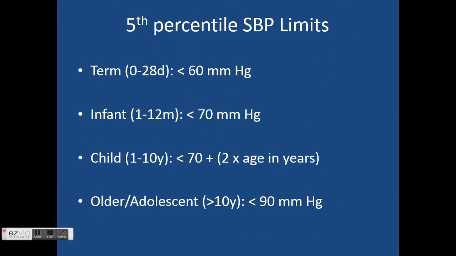As far as percentiles, blood pressure less than the 5th percentile, not 50th, is considered hypotension in kids. The 50th percentile is pretty much normal. So if you have any of these kids with systolic blood pressures less than these values, that's considered hypotension. We typically use a formula of 70 plus 2 times age in years for kids between the ages of 1 and 10. I did not put premature infants on here. These are term infants. All right. Any questions?